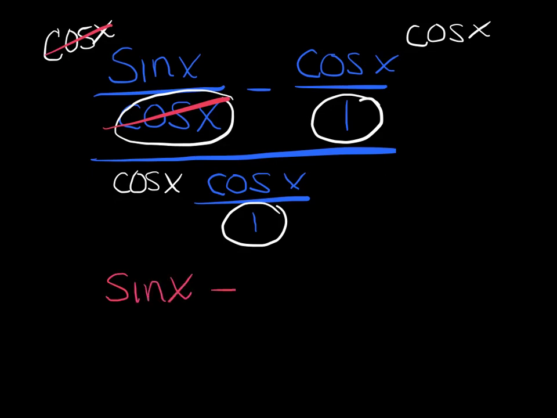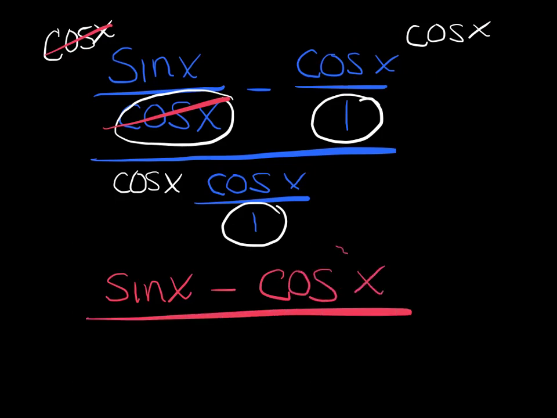Then there's a minus sign. Do these cancel? Heck no. They're both on top. What is cosine times cosine? I would say that's cosine squared. Same thing on the bottom. Do these cancel? No again. Top, that's going to make cosine squared.